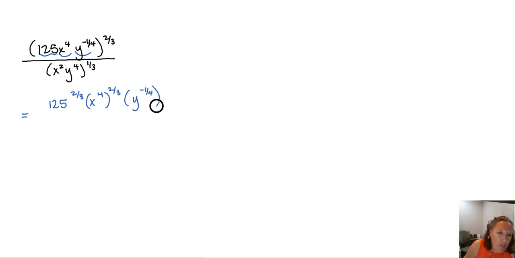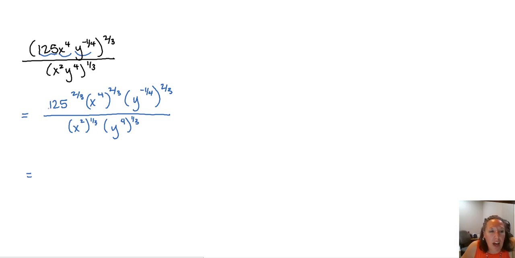y to the negative 1/4 raised to the 2/3, all over. Do the same thing in the denominator. We've got x squared, y to the 4th. We can write each of those raised to that 1/3 power. So x squared to the 1/3 times y to the 4th to the 1/3.